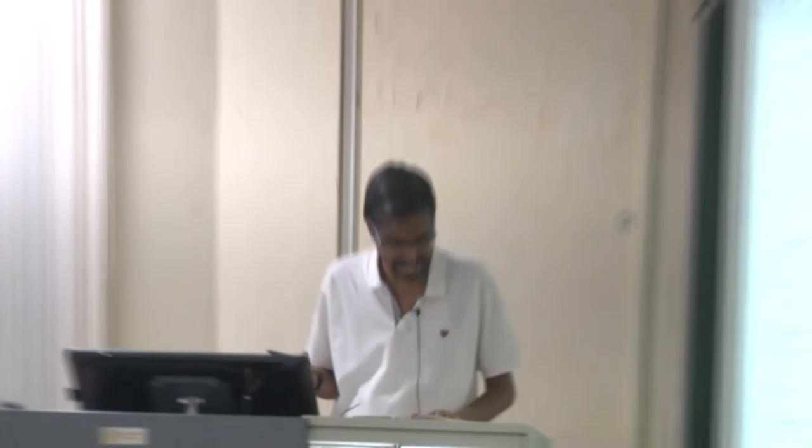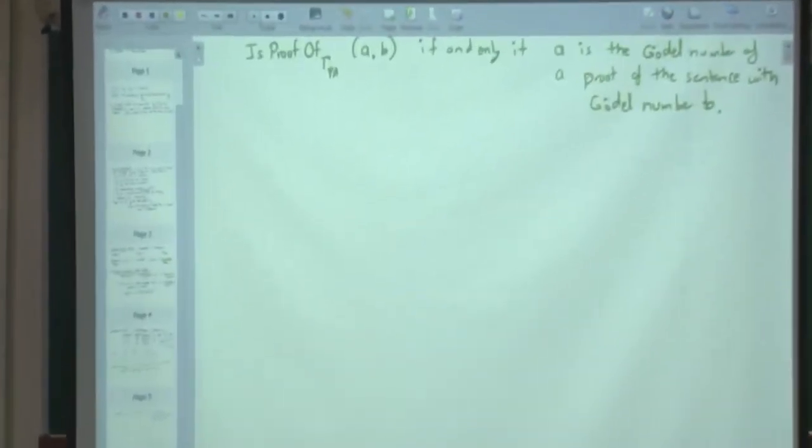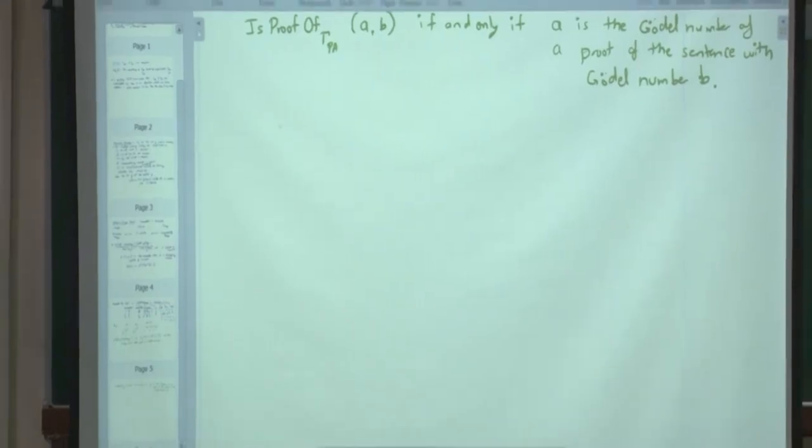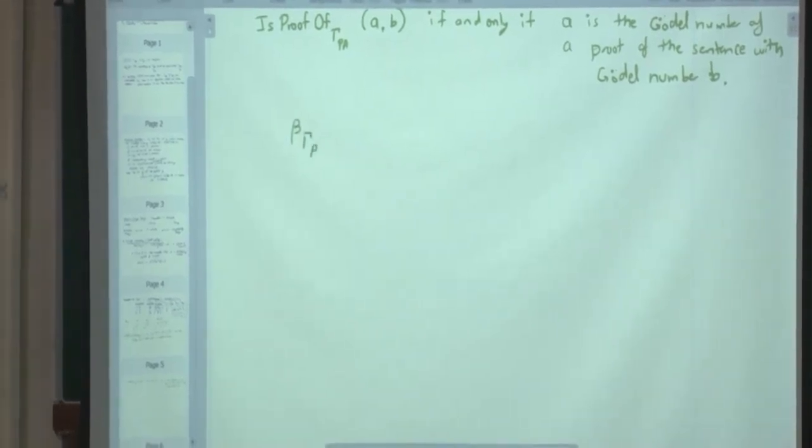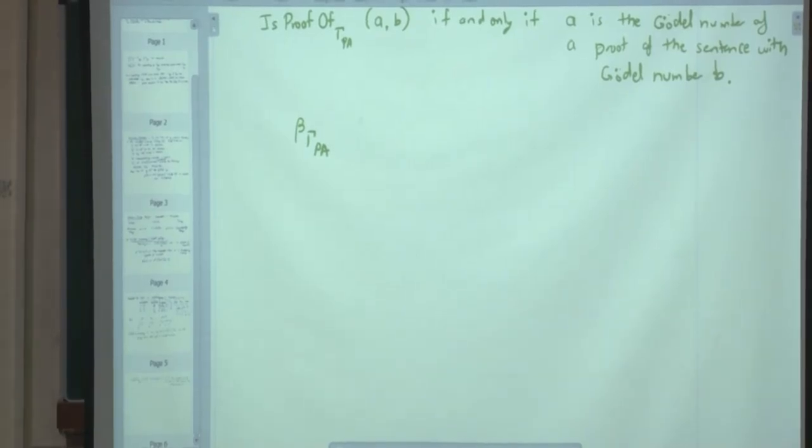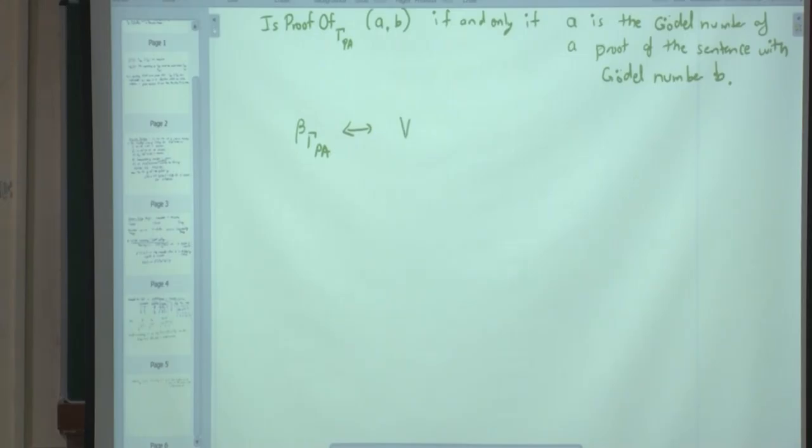Okay, so the first sentence is this. That sentence is also called beta gamma: for all W, not is-proof-of gamma PA of W and the Gödel number of beta gamma PA itself. This is our Gödel's sentence.